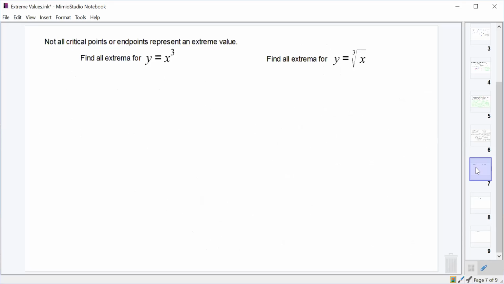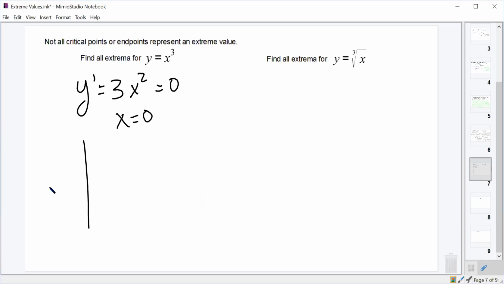One thing that I want you to keep in mind is that just because you get a critical point, or just because you have an endpoint, it does not make it an absolute extremum. If we were looking at the absolute extrema for y equals x cubed, and we tried to take the derivative and set it equal to 0, we'd get that x is equal to 0, right? But does x cubed have a max or a min at x equals 0? No.